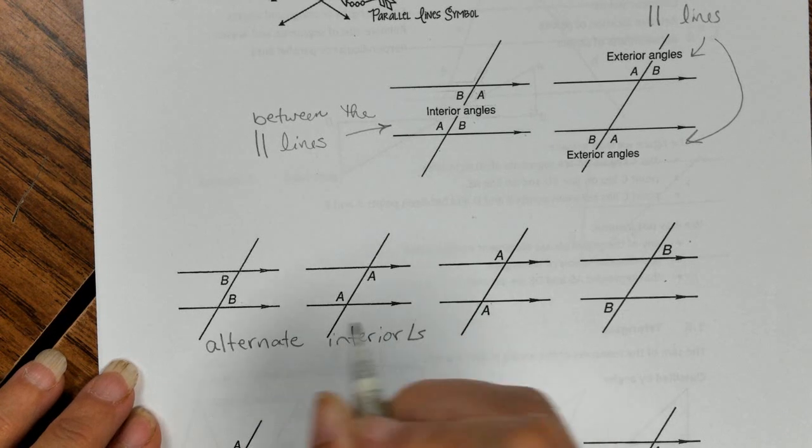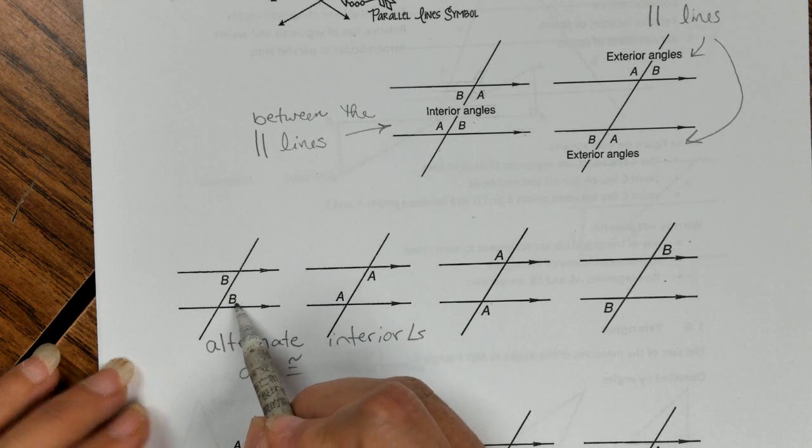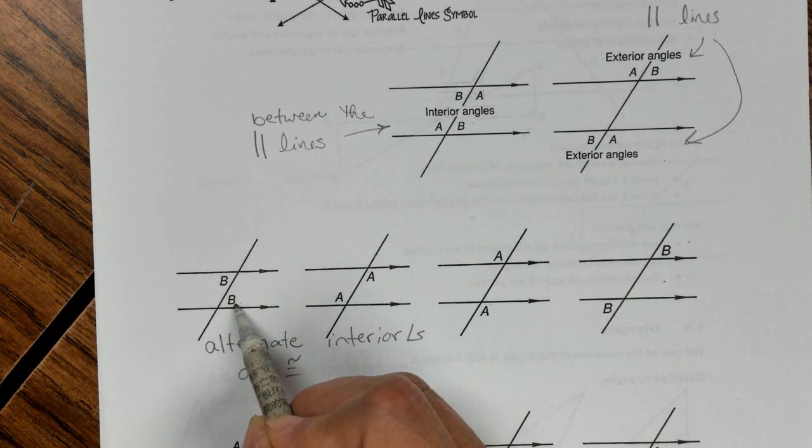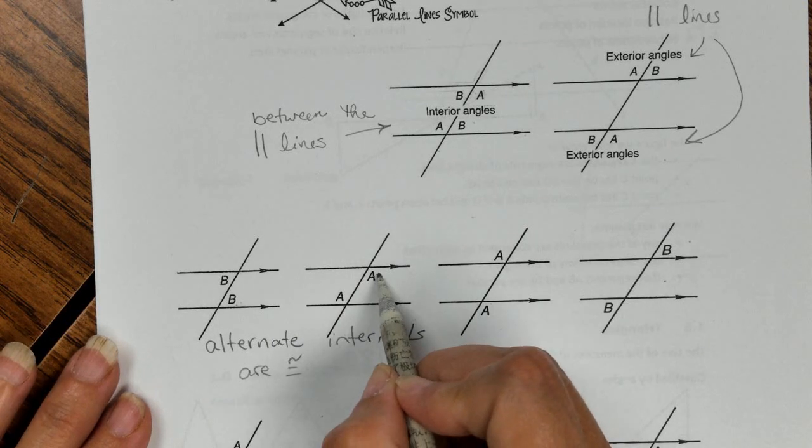Alternate interior angles are congruent to each other. So this angle B and that angle B, they're the same letter because they are the same size. They are congruent to each other. Both of these angles are the same size.